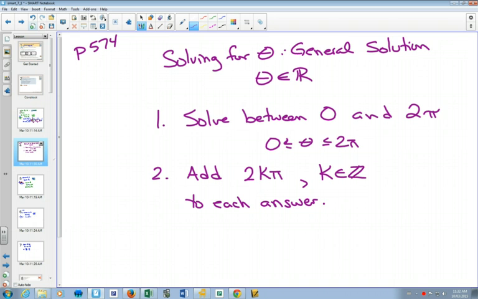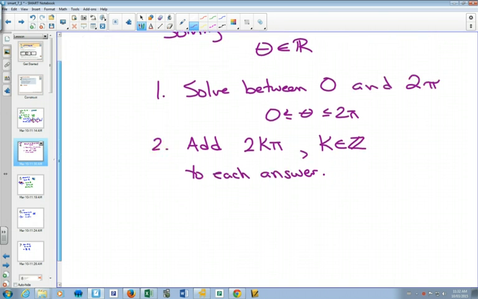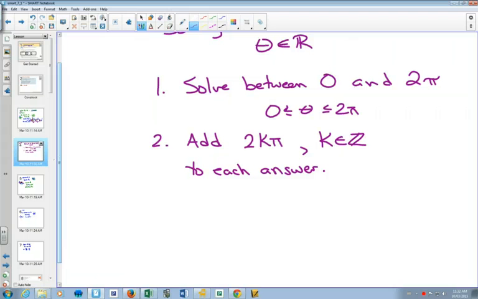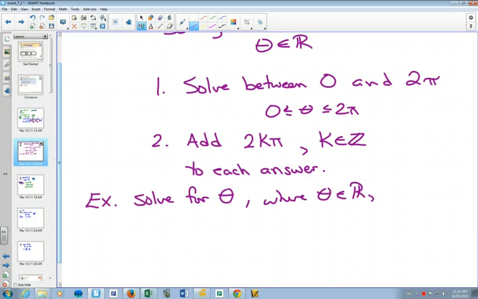So then at the bottom of page 574, you can write omit over the example that they've done, and we're going to solve this one instead. So solve for theta where theta belongs to all real numbers of 7 sine theta plus 1 equals 0.